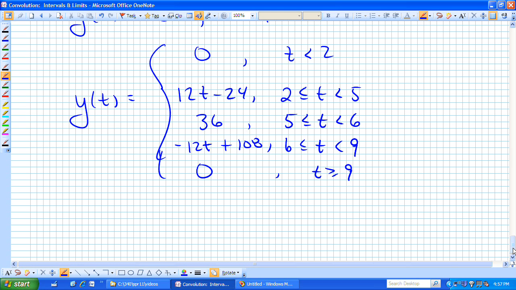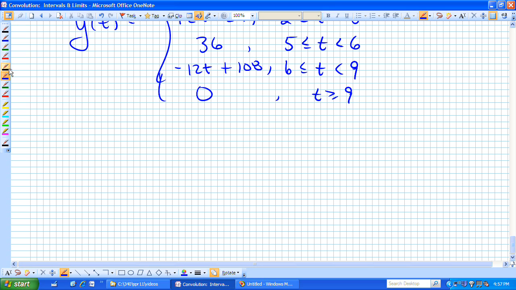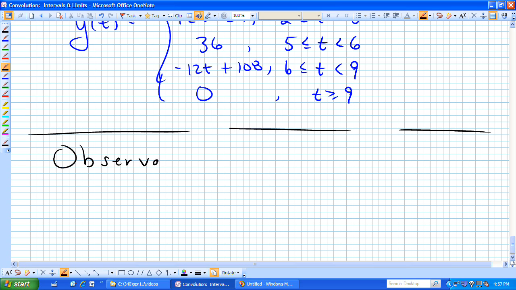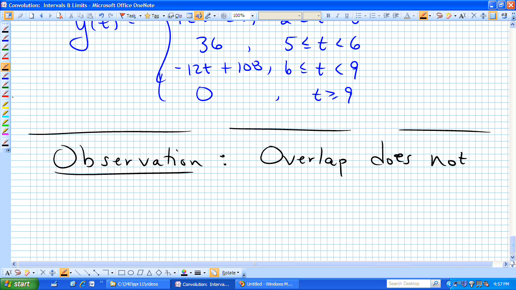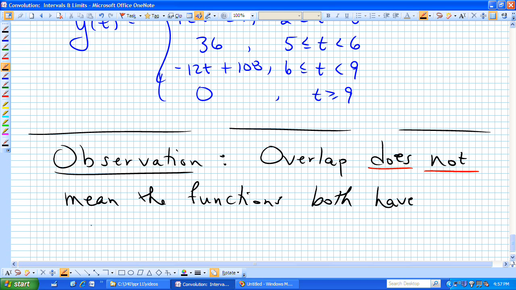To finish this up, let me just make the following observation, that in the first time or two through this, people make this mistake, but the observation is that the overlap does not, and I can't emphasize that enough, the overlap does not mean that the functions h and x both have positive values.